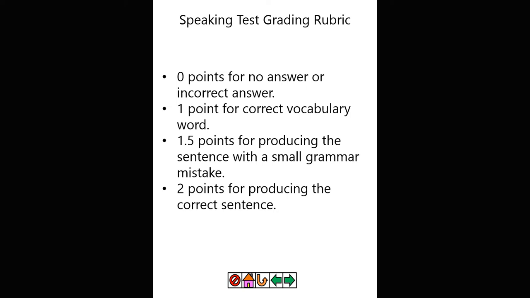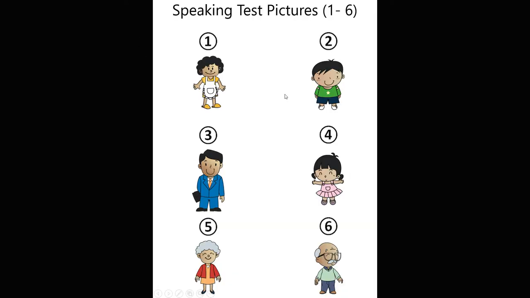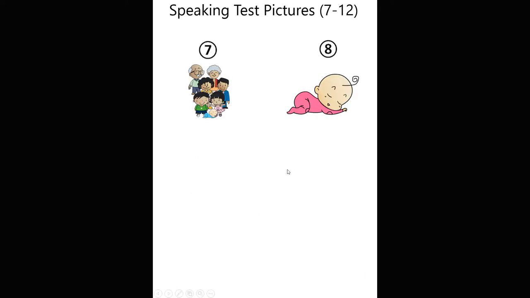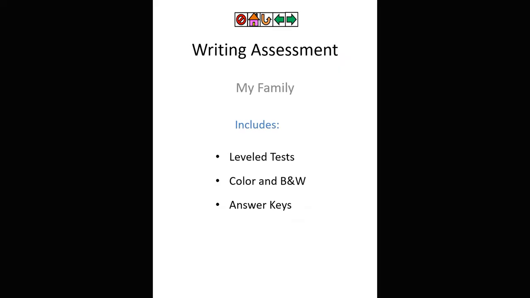Speaking tests, grading rubric here. Grid: you can write the students' names here and total up their scores. Picture one: who is this? Take all the students aside and ask them a target question, and record their answers. And then the answer sheet, in case you have to submit it. Obviously you would know what that is.